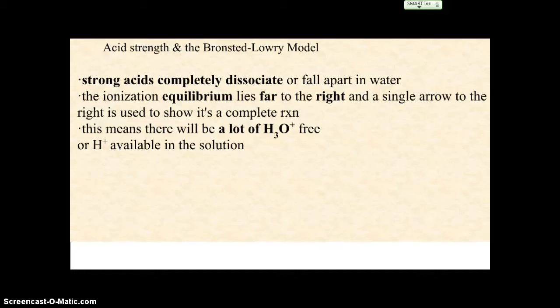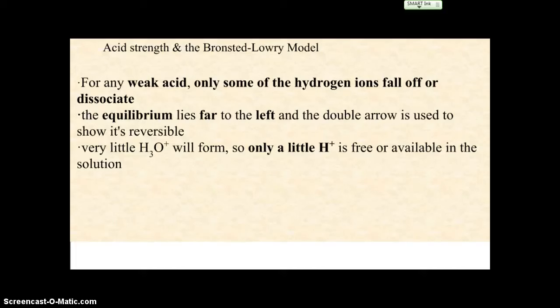So to sum up, strong acids completely dissociate or fall apart in water. That means the ionization equilibrium lies far to the right, and a single arrow is used to show it's a complete reaction. This also means that there's a lot of H3O plus, or H plus, available in the solution. For a weak acid, only some of the hydrogen ions fall off or dissociate, so the equilibrium lies far to the left, and the double arrow is used to show it's reversible. Very little H3O plus will form, so only a little H plus is free or available in the solution.